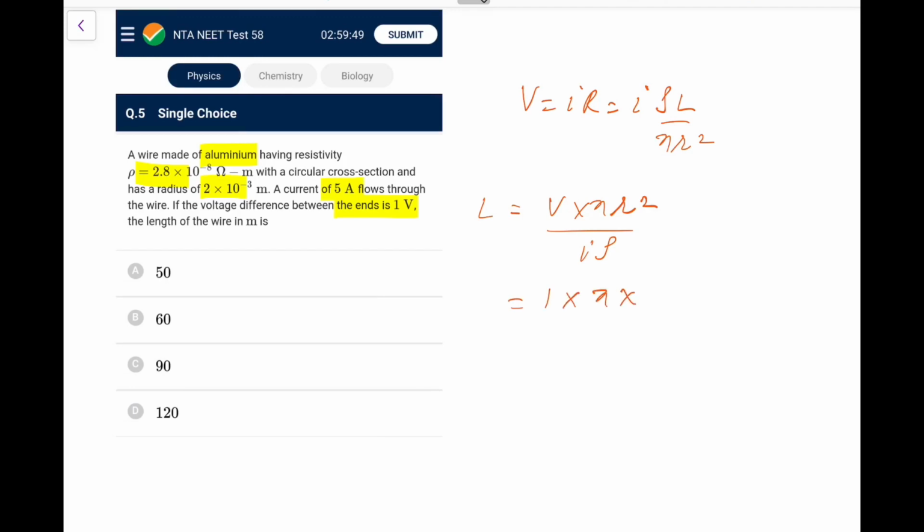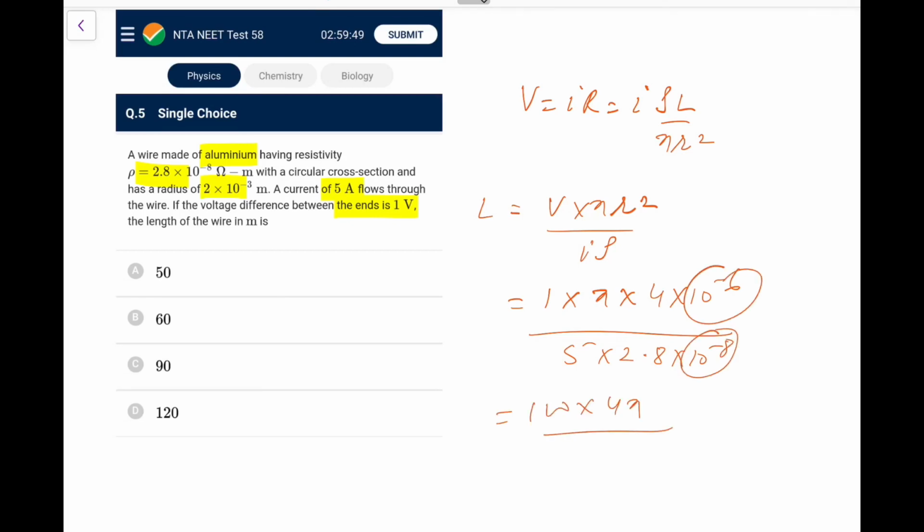R square is what? Radius square, 4 into 10 to the power minus 6. I is 5. This is 2.8 into 10 to the power minus 8. So if I do this, this becomes 100 into 4 pi, and this 2.8, 28, 5 is 140, that is 14. Okay, so this is 400 pi by 14. So it would be greater than 1200 something upon 14.